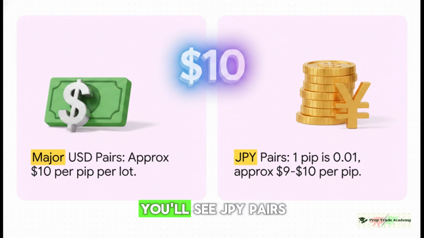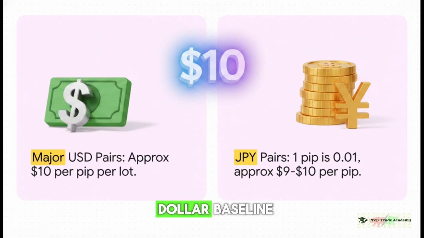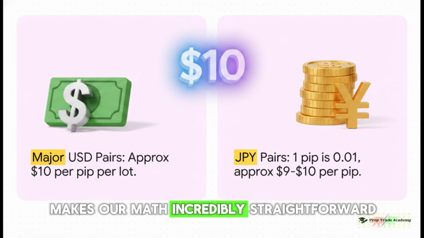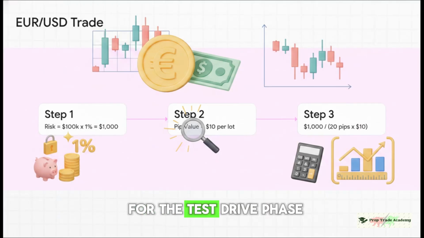Over on the right, you'll see JPY pairs, like USD/JPY. Here, 1 pip is 0.01, not 0.0001 like the others. But the crazy thing is, the math works out so the pip value per lot is still roughly $9 to $10, depending on the current exchange rate. So for most calculations we do, establishing a general $10 baseline makes our math incredibly straightforward. Let's move to part 4, forex examples for EUR and GBP. Okay, it is time for the test drive phase.